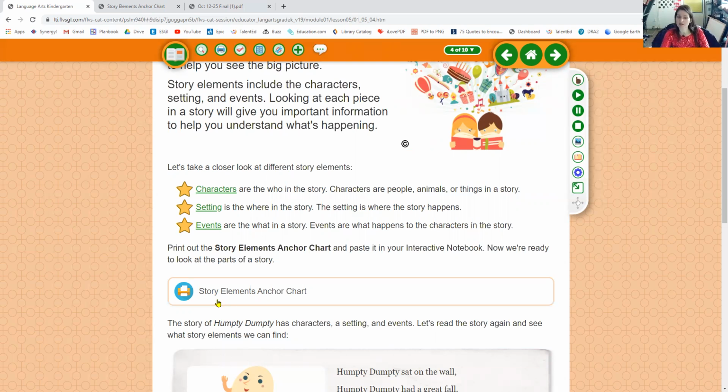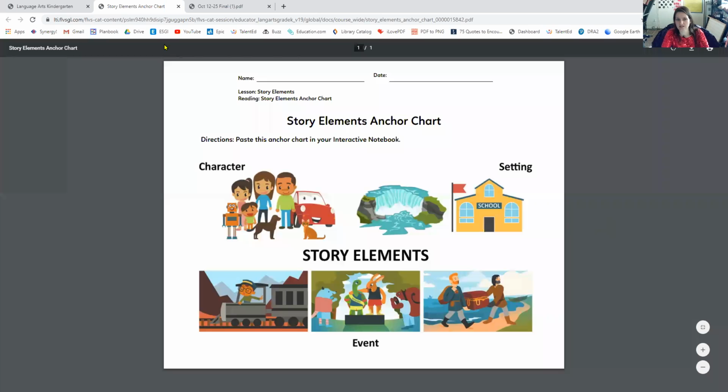There's a story elements anchor chart. I did not include it in the packet. It looks like this. Characters are the people and animals that tell a story. Setting is where it happens. And then the events are the stuff, like the tortoise won the race, or they found a treasure chest, or the boy rode a train, I guess.